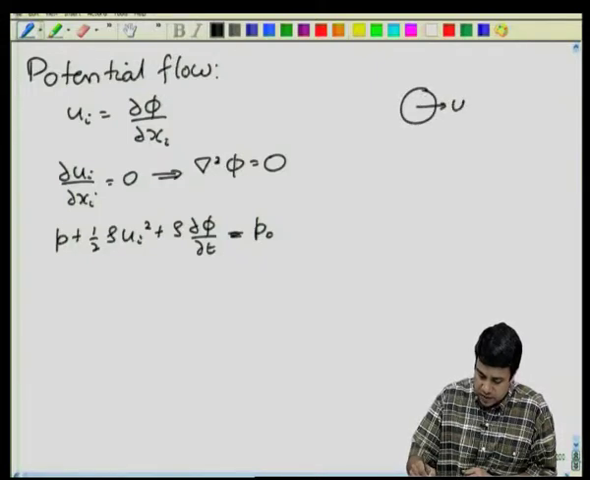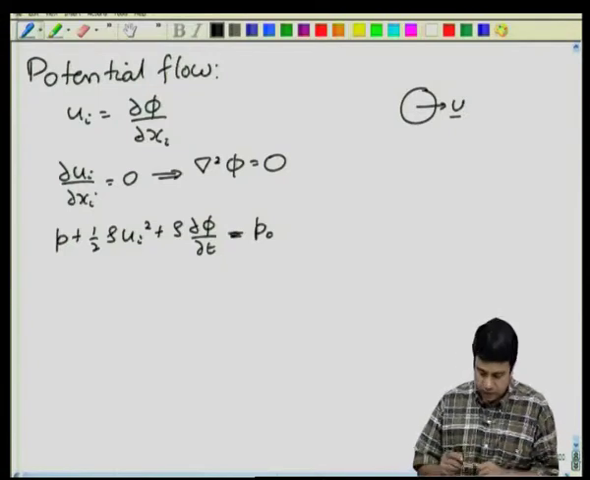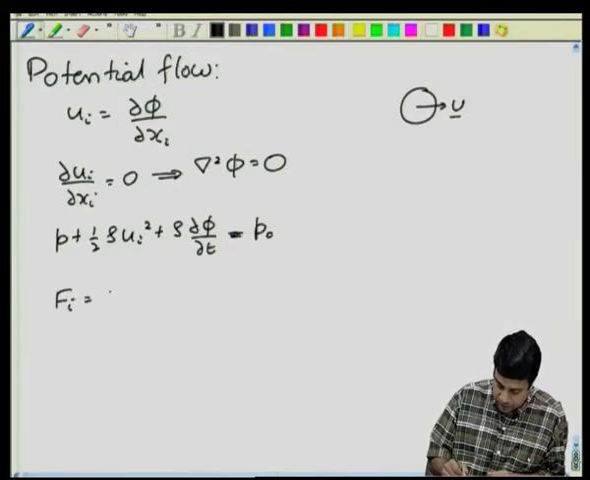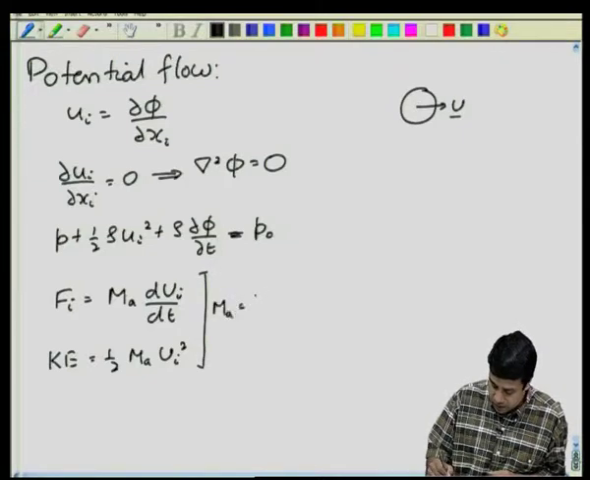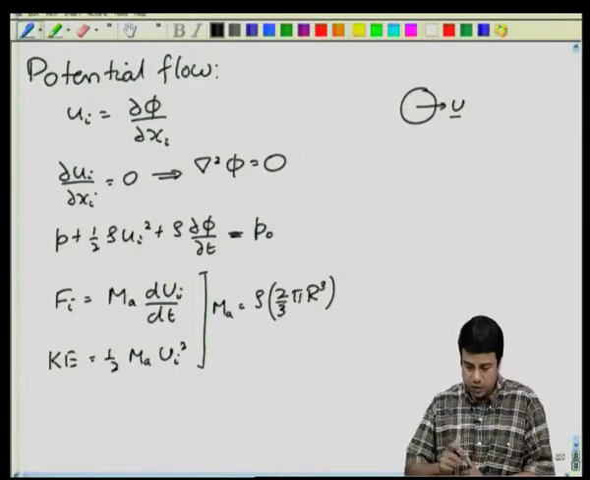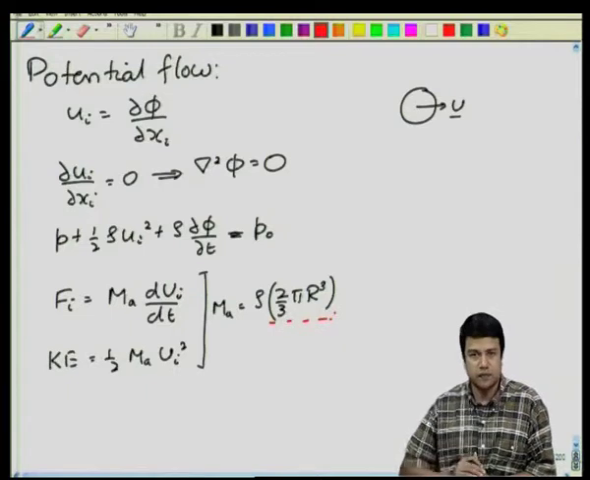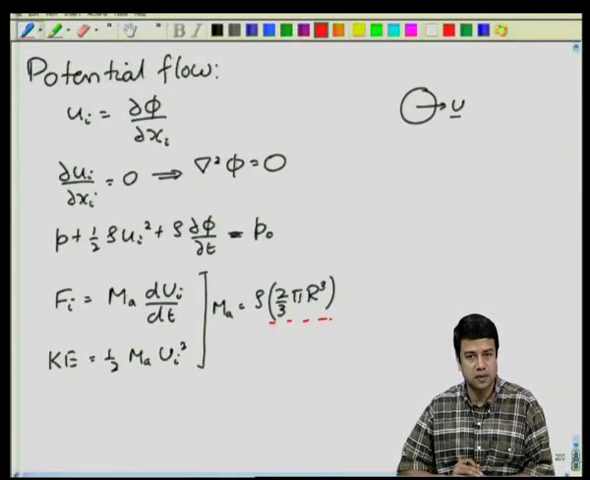Moving with the constant velocity u, we found out that the force F i is equal to the added mass times du by dt. The kinetic energy is equal to half added mass times ui square. In both cases, the added mass is equal to the density of the fluid times 2 by 3 pi r cubed. I am sorry, 2 by 3 pi r cubed times rho is 1/2 of the mass of fluid that is displaced by the sphere.